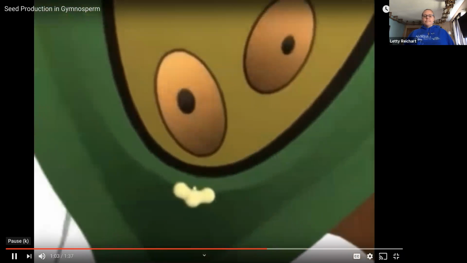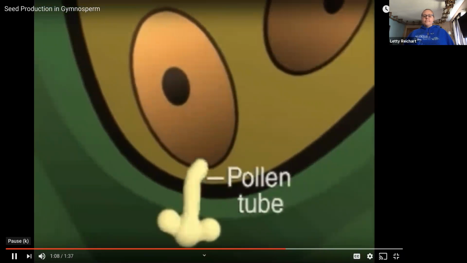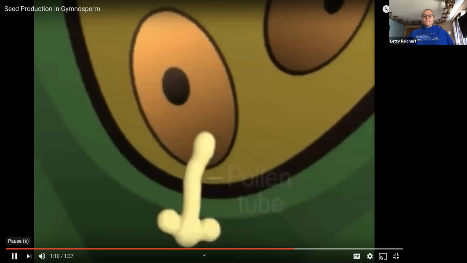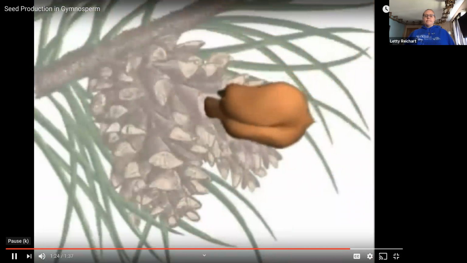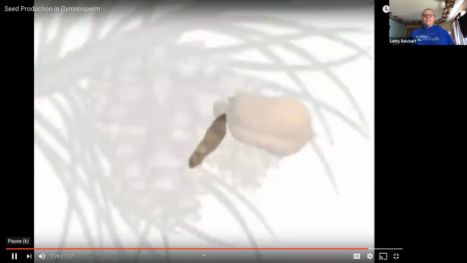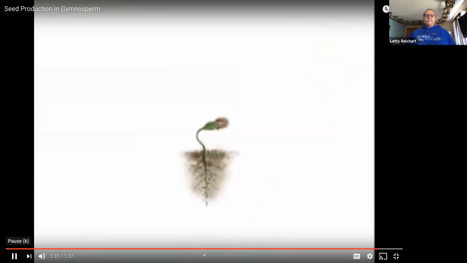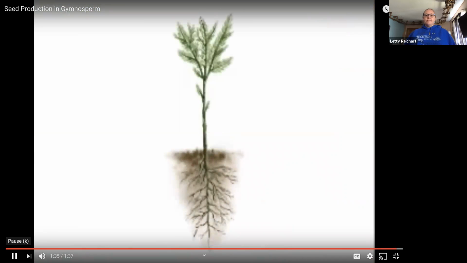Each male gametophyte forms a pollen tube that penetrates the tissue of the female gametophyte. When the pollen tube has grown into the archegonium, a sperm cell from the male gametophyte fertilizes the egg. The zygote develops into an embryo and a mature seed is produced. The female cone opens, releasing the seeds. When conditions are favorable, the seed germinates into a new, young sporophyte, a pine tree seedling.